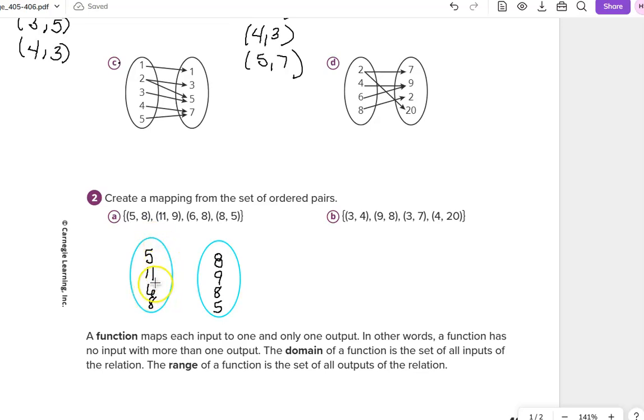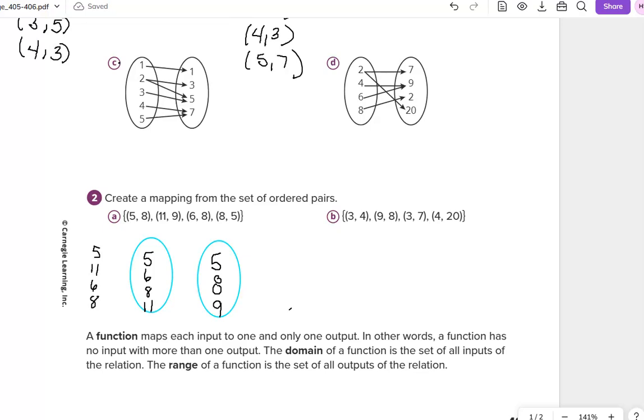Okay, now we really want these in order. So I'm going to write them over here, 5, 11, 6, and 8. And then I'm going to erase this and I'm going to put them in order. So I'm going to go 5, 6, 8, 11. And then I'm going to do the same thing over here, 8, 9, 8, 5. Okay, see how this 8 comes up twice? I'm only going to write it in here once. So I'm going to go 5, 8, 9. Okay, now I'm going to erase that.